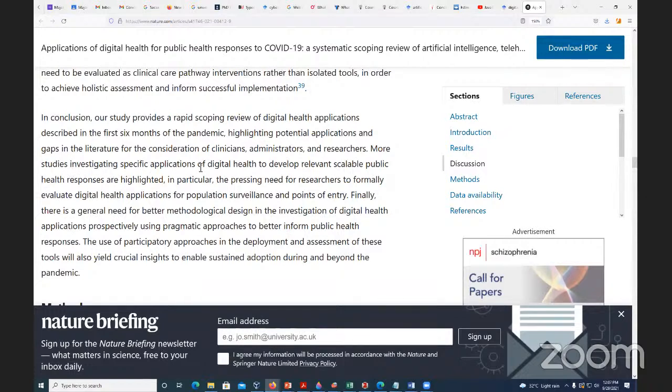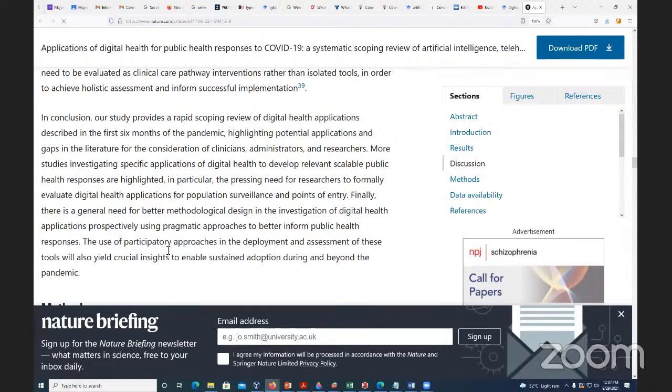More studies investigating specific application of digital health to develop relevant, scalable public health tools are highlighted. And these two we said already. Finally, there's a general need for better methodological design in the investigation of digital health applications, prospectively using pragmatic approaches.